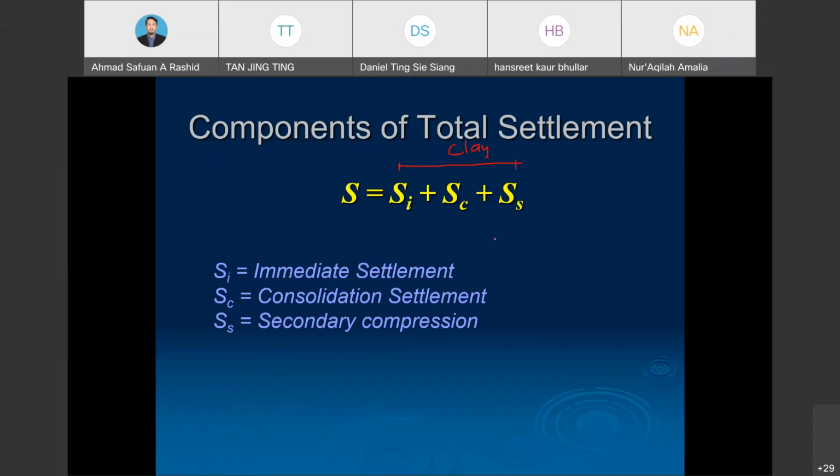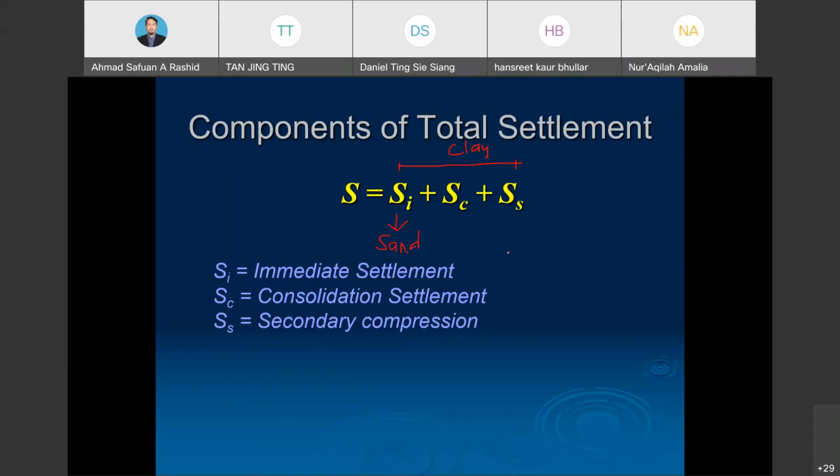Okay, SI, SC, and SS. So, however, for this subject, I will discuss only on the SI and SC. Secondary compression we will not discuss in this topic. Then for a sand, we only consider or count for the SI or immediate settlement only.